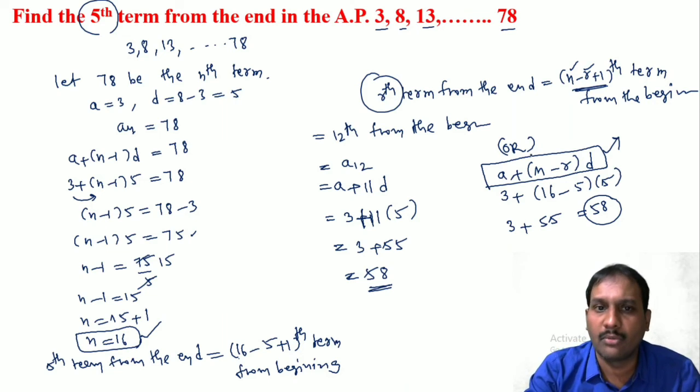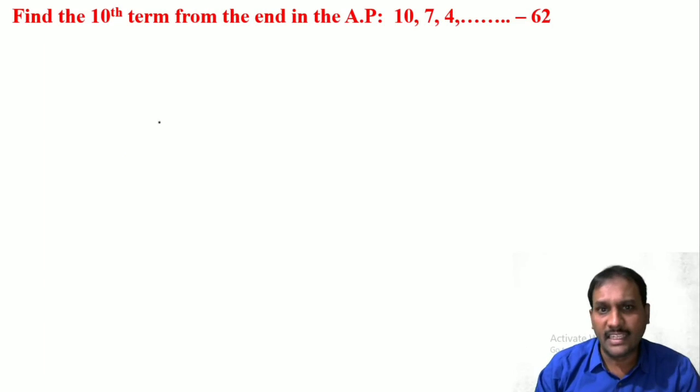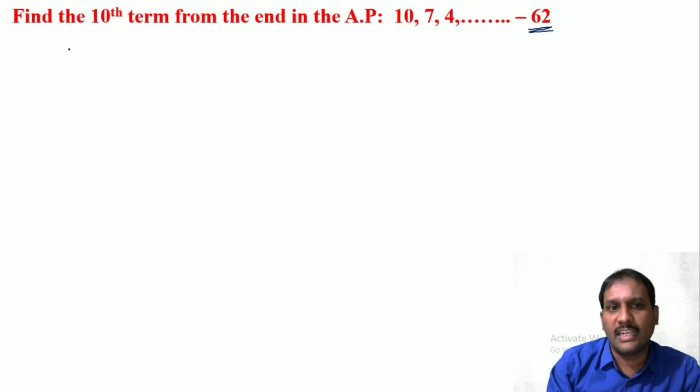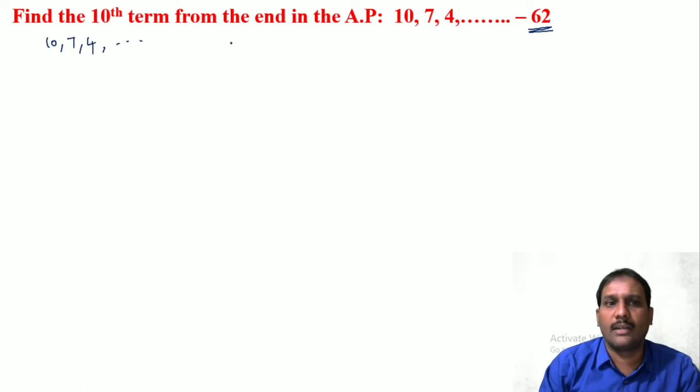Let's have one more problem. Find the 10th term from the end. So again here also we have to find the last term. Which term is the last term? How many terms are there? So let us take the AP first: 10, 7, 4 and so on, up to minus 62. So let minus 62 be the nth term.